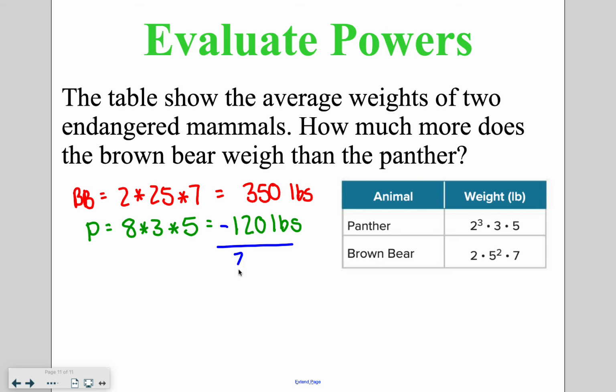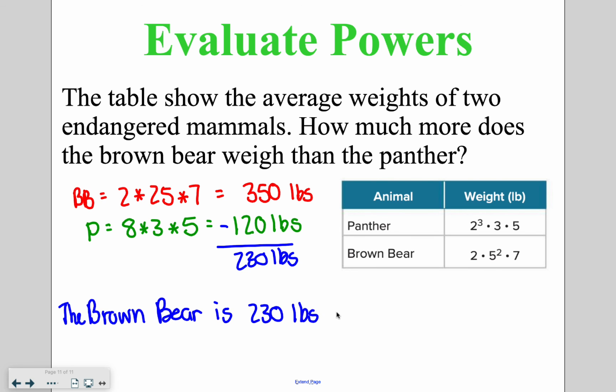230 more pounds. So I would write that out as the brown bear is 230 pounds heavier, or weighs 230 pounds more. Any distinction along that line, heavier than the panther.